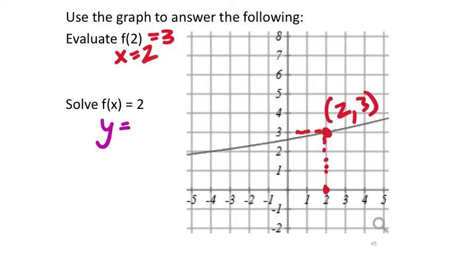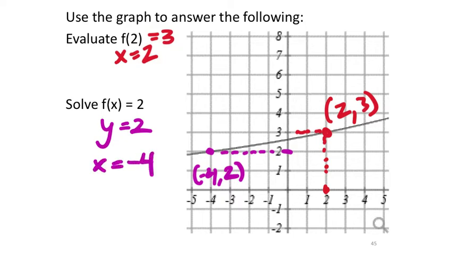Now I want to find the y value where it's 2. So this y value 2, I want to find where it is on the line. Boom, it's that point right there, which appears to be at negative 4, 2. And so the x value that corresponds with that is negative 4.